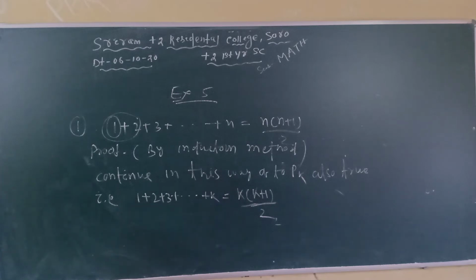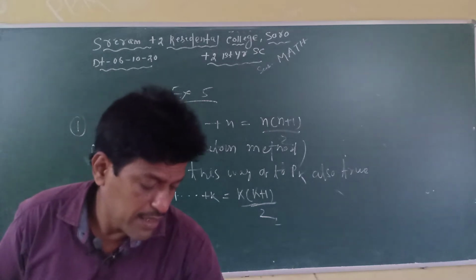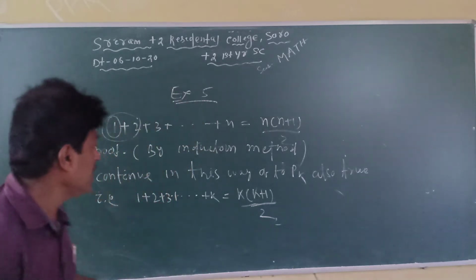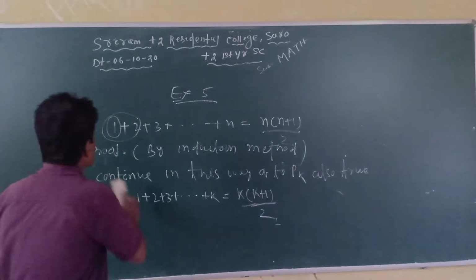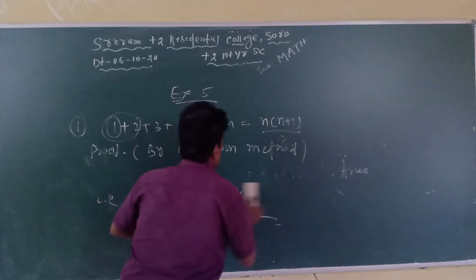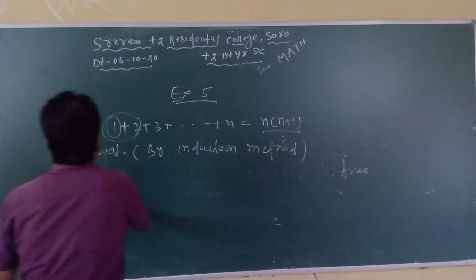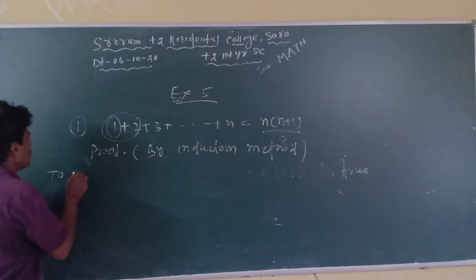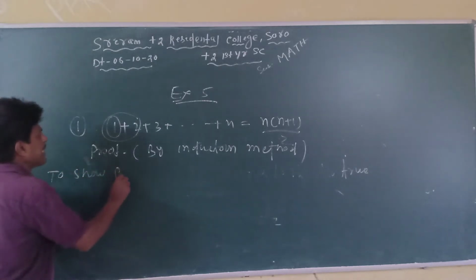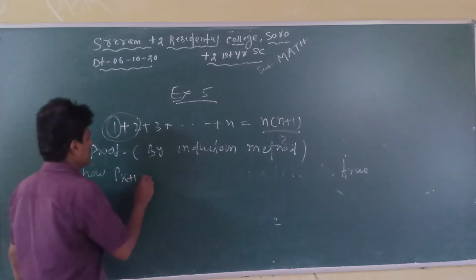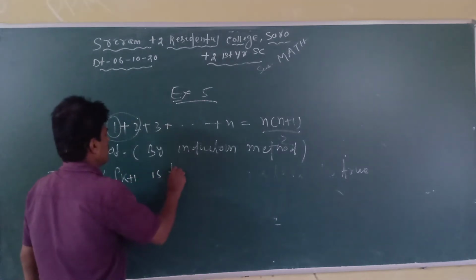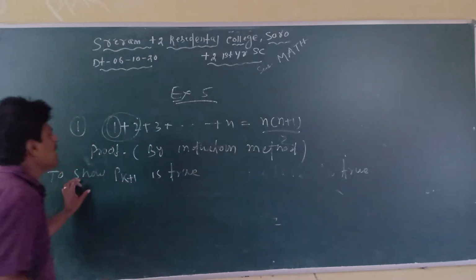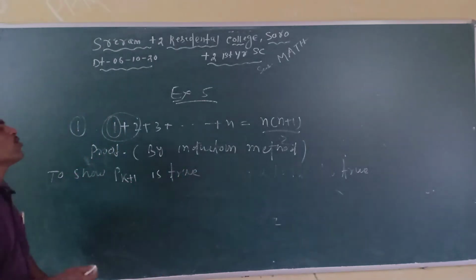That is step 3. But step 4 is very important and needs very intelligent thinking. Now we are going to step 4. What is given in step 4? To show Pk plus 1 is true. To show means now we have to prove that Pk plus 1 is also true.